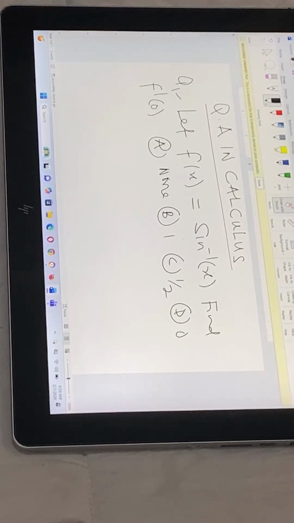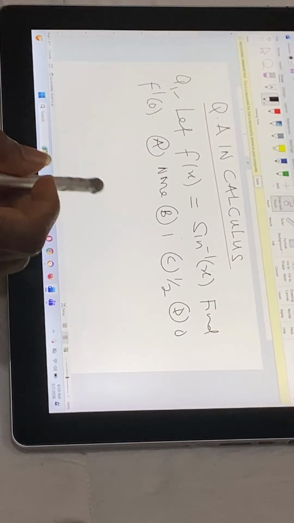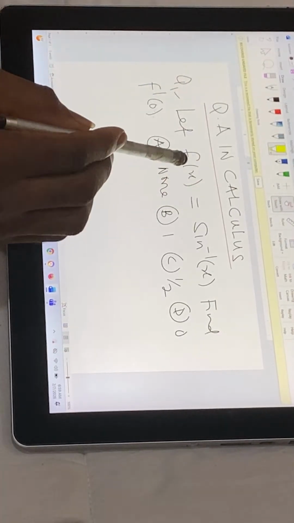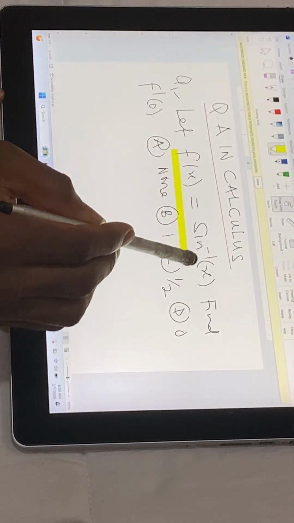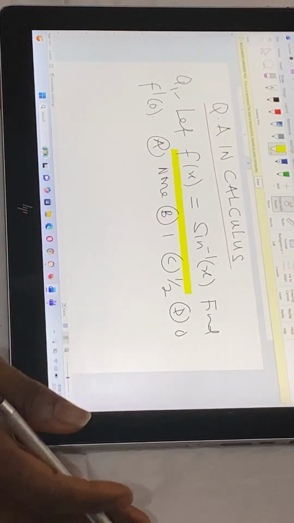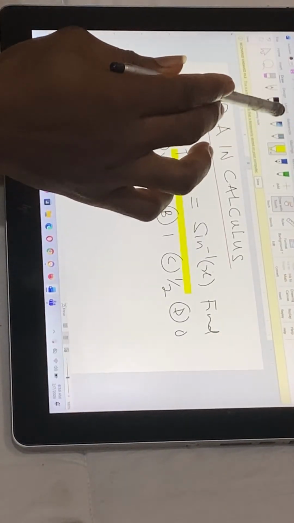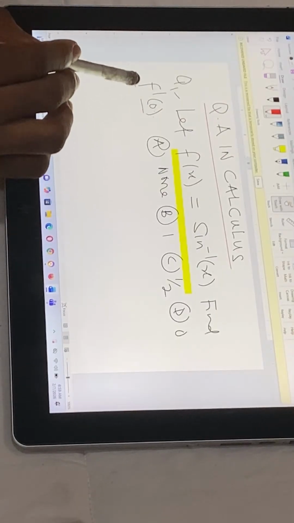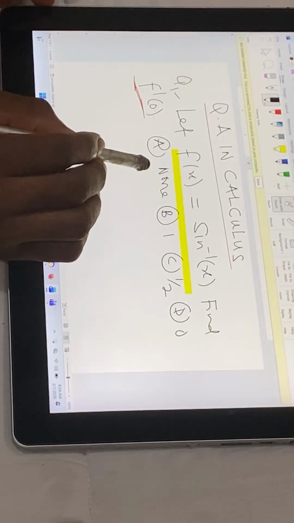Okay, let's solve the question here, class. We are given this question that let f of s equal sine inverse of s, and we are asked to find f prime of 0. Solution first.